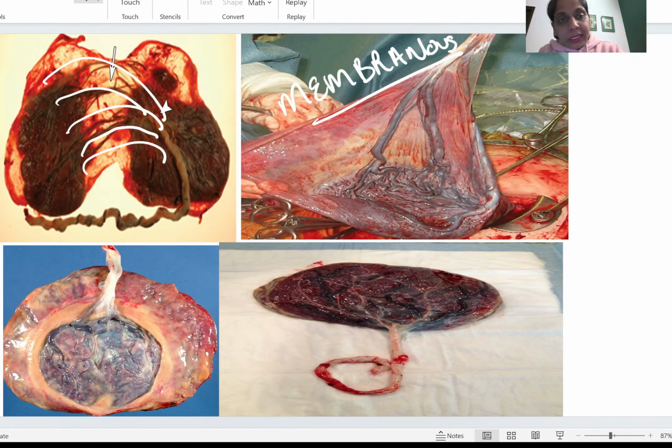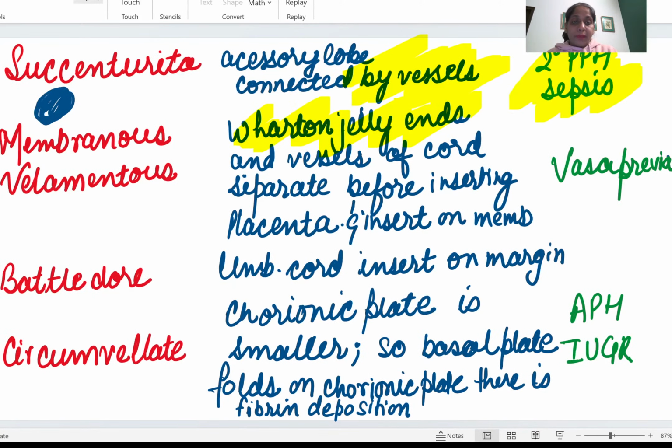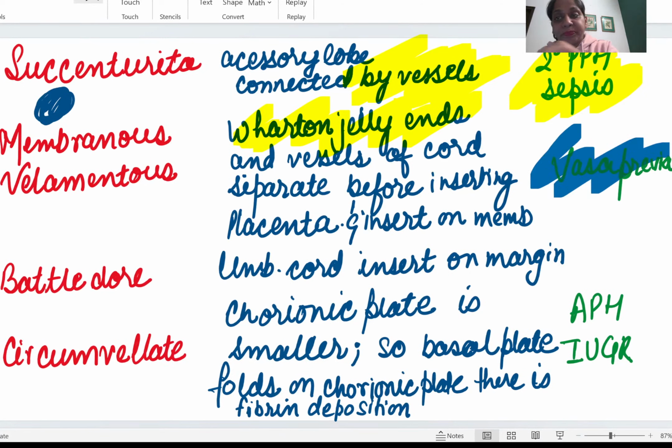Okay, as you can see here, these vessels have been separated beforehand, and they then get inserted into the membrane. So these are the situations, and what is the complication of this? The complication of this is vasa previa.